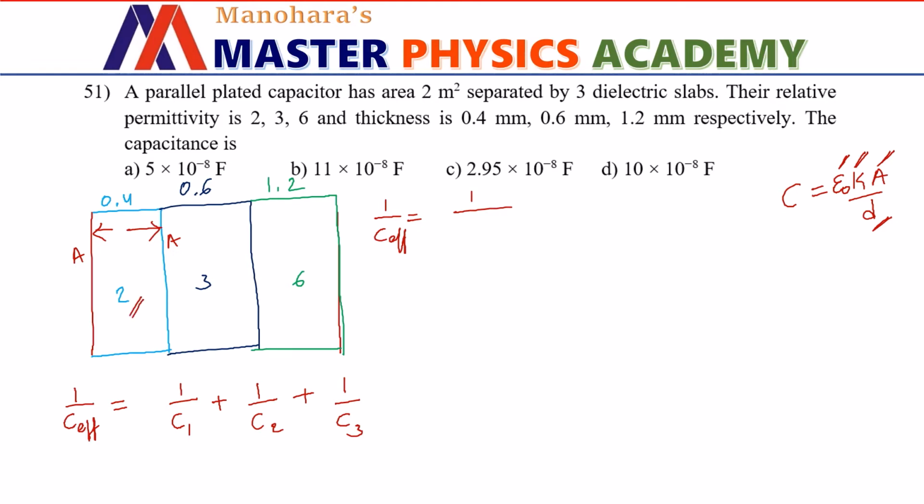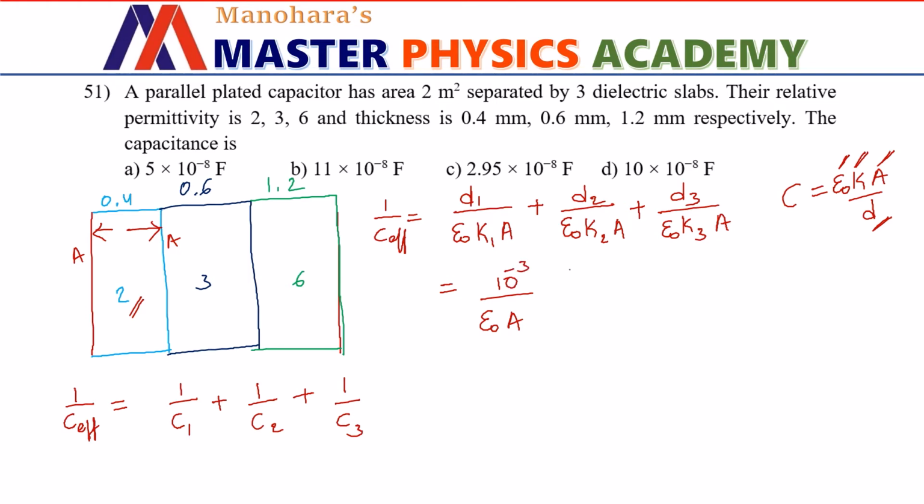So if you substitute for C1, we will be getting epsilon naught K1 A divided by D1, so that D1 will go to the numerator. Here the area of cross section is the same for all the capacitors which are connected in series. So for the second capacitor, if you do the same thing, you will be getting D2 divided by epsilon naught K2 A. For the third capacitor, it is going to be D3 divided by epsilon naught K3 A. 1 by epsilon naught A is constant, I will take that out. And also D1, D2, D3, their units are millimeter, so 10 power minus 3 can be taken outside.